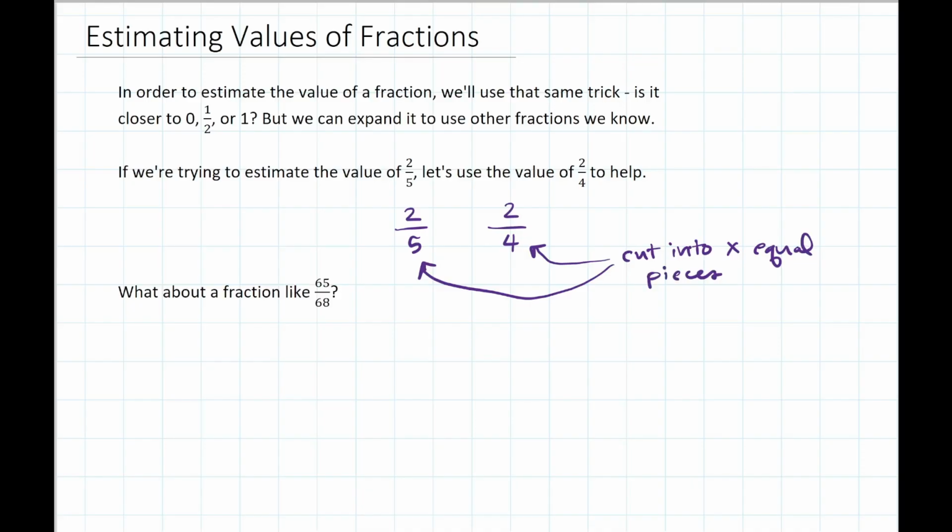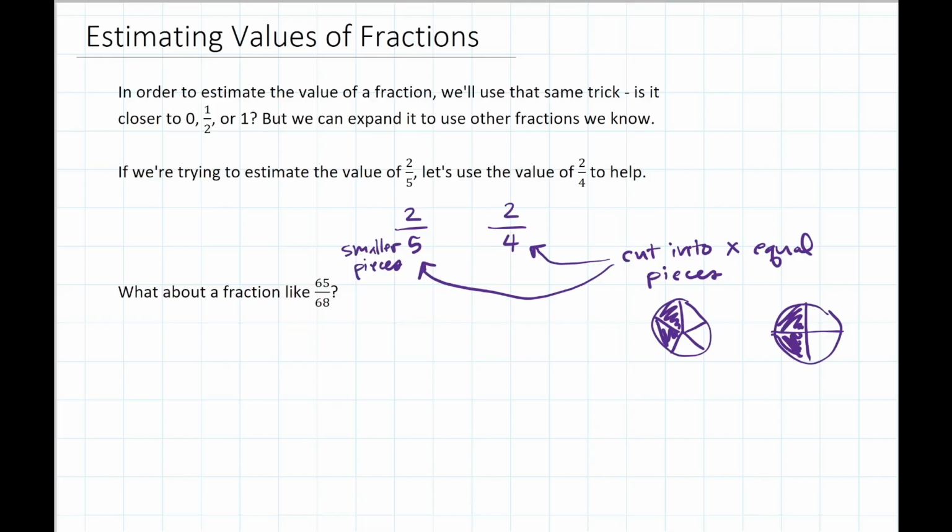So if you think about a cake maybe that you cut into just 4 big pieces versus a cake that you cut into 5 pieces, a fourth of that cake is going to be bigger than a fifth of that cake, right? And on the top here, in both of these, we have the same numerator. They're both 2. So without having to draw this picture, although I do love a good picture, we can know that we have the same number of pieces, but these are smaller pieces.